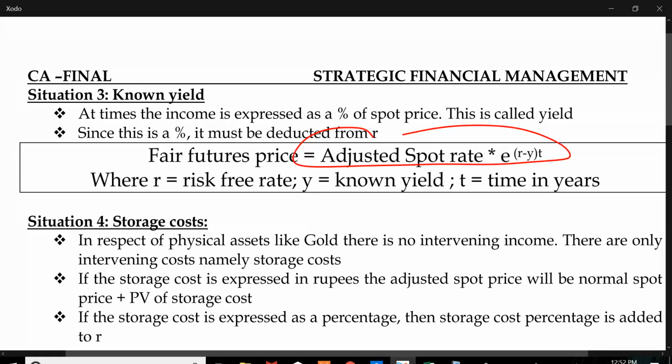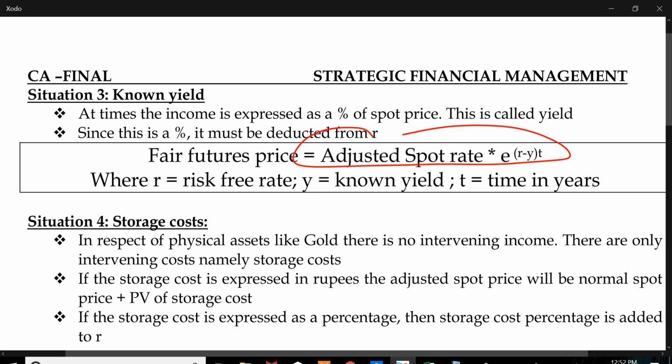We have done three scenarios till now. The first scenario was a non-dividend paying stock, which is spot price into e power RT. The second is a dividend paying stock in terms of rupees, where it is the adjusted spot price into e power RT. The third scenario was dividend in percentage, which is spot price into e power (R minus y) into t. The fourth and the fifth scenario is where you get an income from an asset.